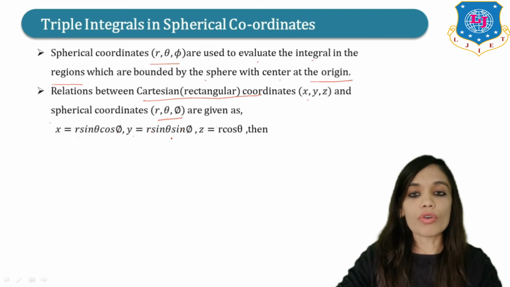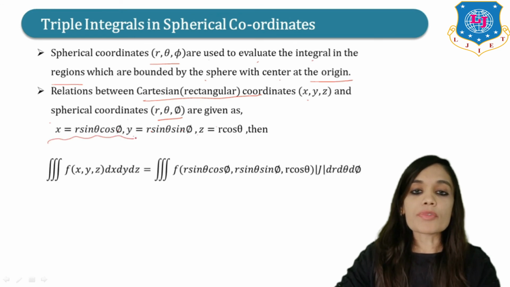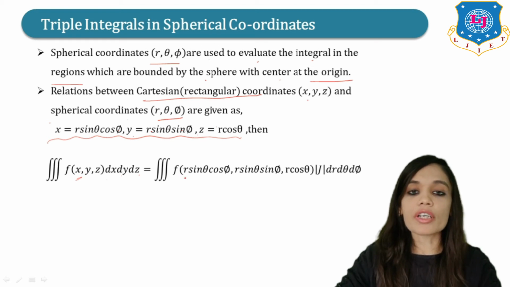R cos theta. Okay, so we will substitute this in our triple integral, which is given by triple integral f of x, y, z dx, dy, dz. Replace this x by what? R sin theta cos phi, y by what? R sin theta sin phi, and this z by r cos theta. Dx, dy, dz will be equal to what? Mod J dr, d theta, d phi. Now our task is to find this Jacobian J.